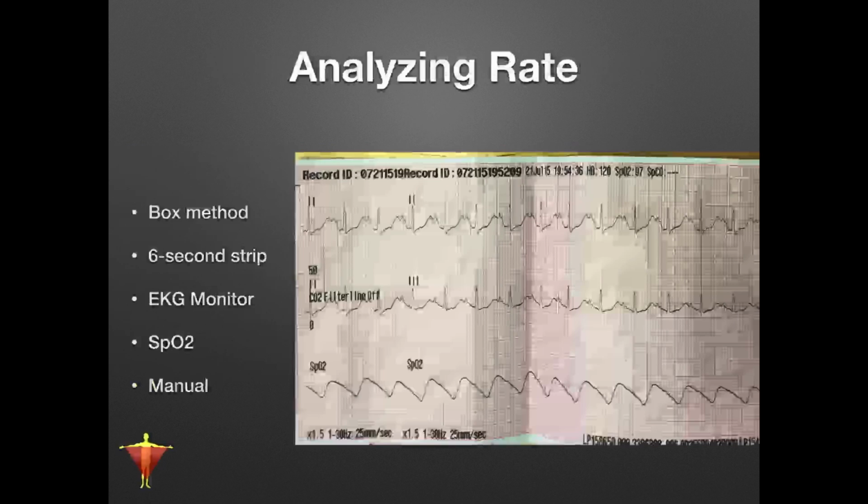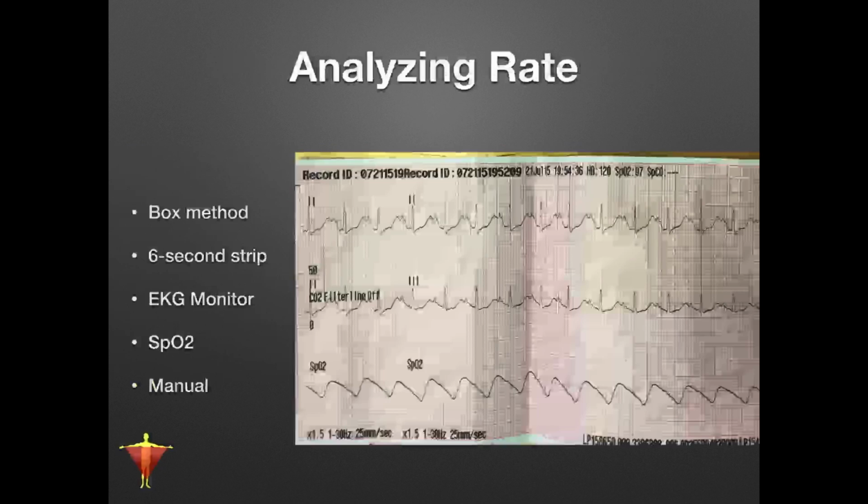So when we're analyzing the rate, what we want to determine is, is this normal, tachy, or brady, right? Tachycardic or bradycardic. There's a few different methods that we can use. So one of those methods being the box method or the R to R method, and we'll pull up another little preview of this so that you guys can get a good look at it. Let me pull that up here.